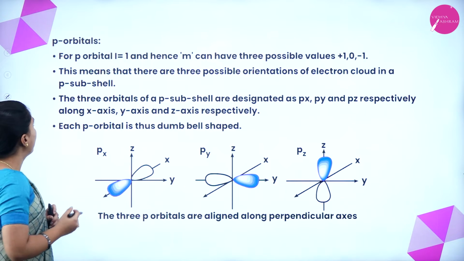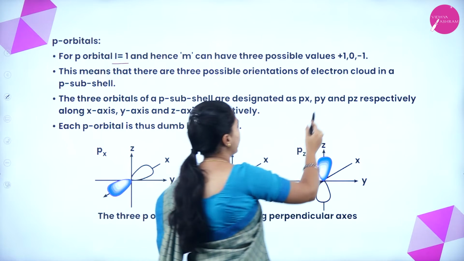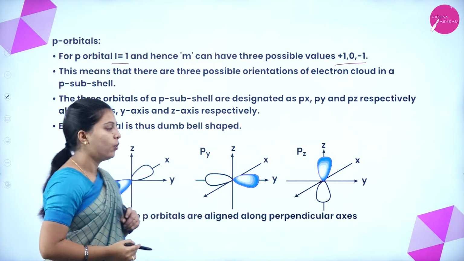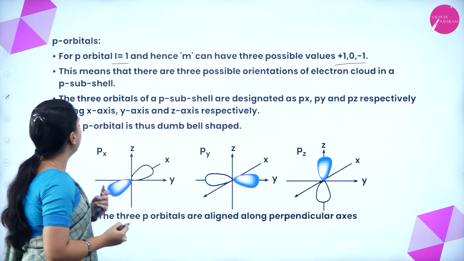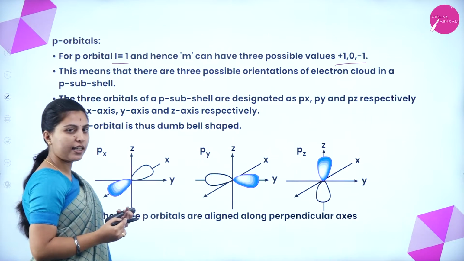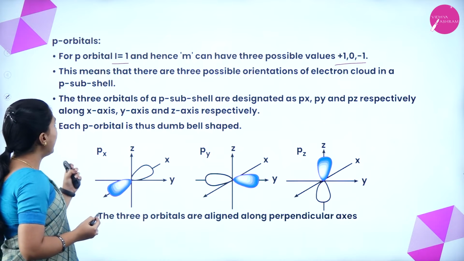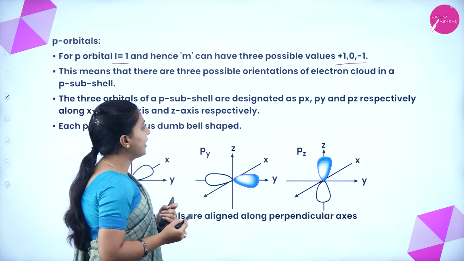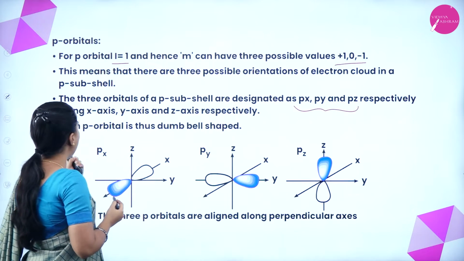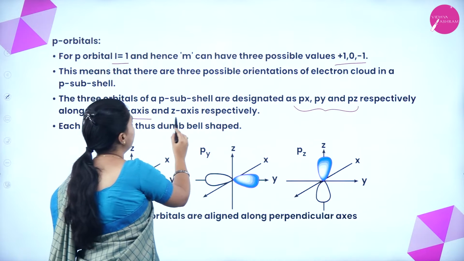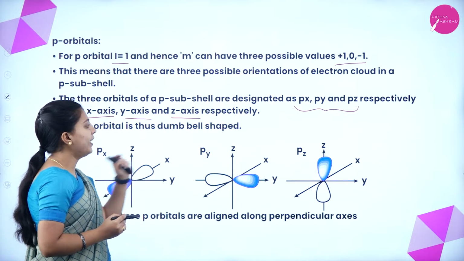Next, p orbital. For p orbital, L will be equal to 1. M can have 3 possible values, that is +1, 0 and -1. This means that there are 3 possible orientations of the electron cloud in a p subshell. 3 orientations are there, correct? Px, Py, Pz. The 3 orbitals of a p subshell are designated as Px, Py and Pz respectively, along the x-axis, y-axis and z-axis. Each p orbital is thus dumbbell shaped.